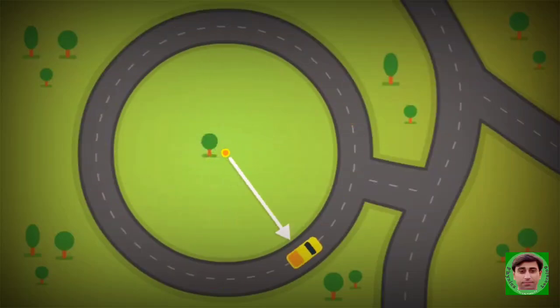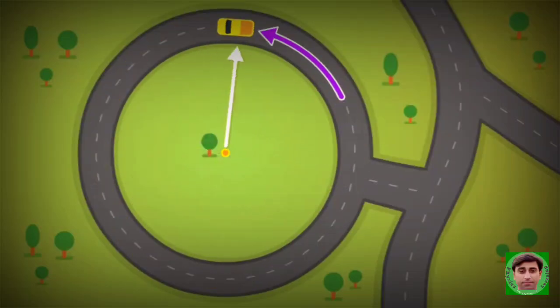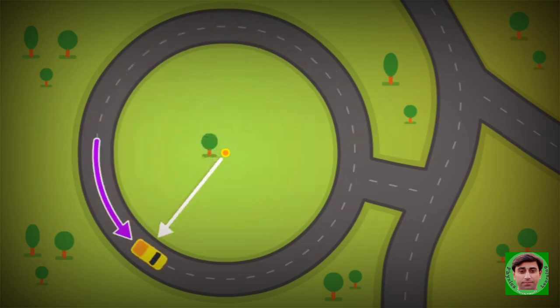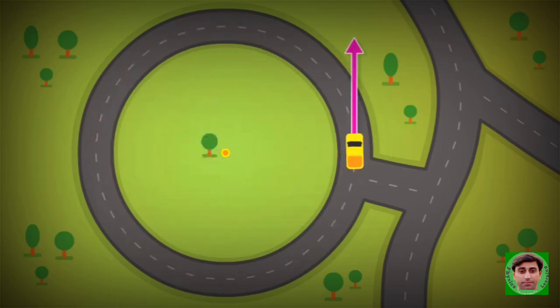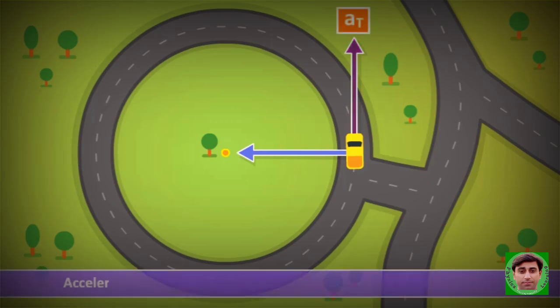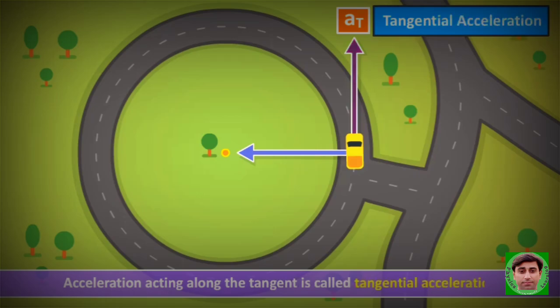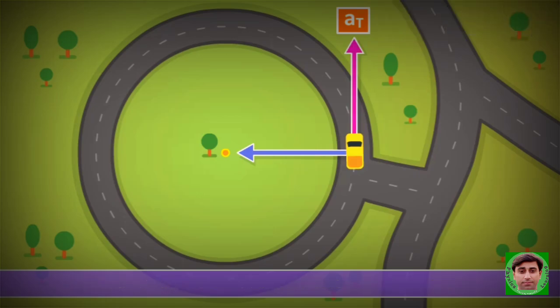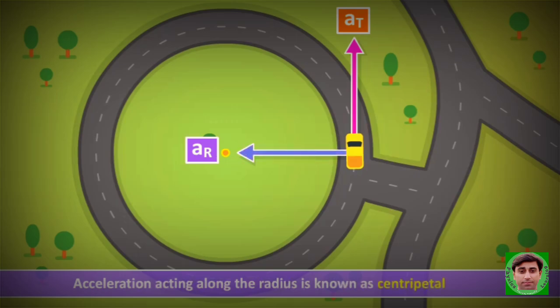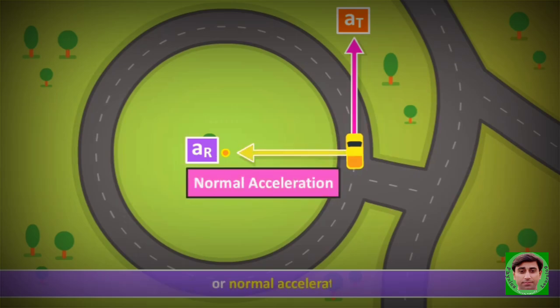Acceleration of a particle or a body moving in a curved path has two components. One is along the tangent and the other is towards the center, that is, in the radial direction. Acceleration acting along the tangent is called tangential acceleration. And the acceleration acting along the radius is known as centripetal, radial or normal acceleration.